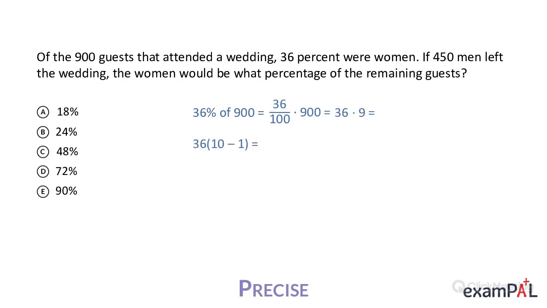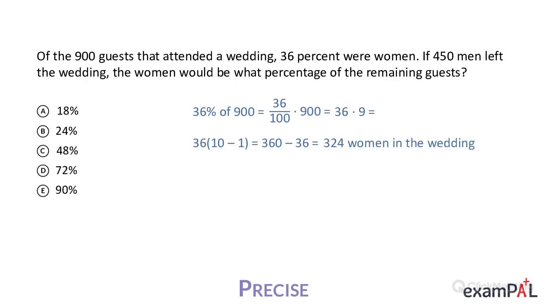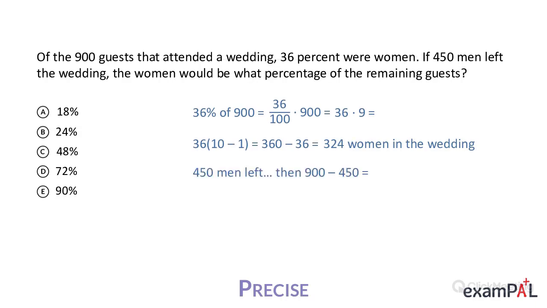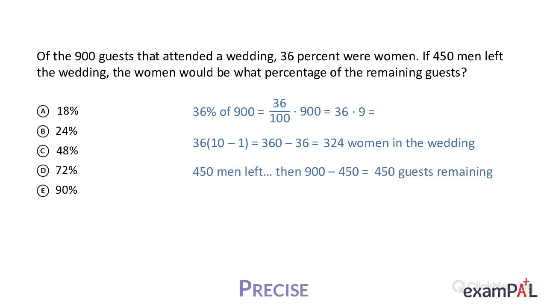You can cancel that out to 36 times 9, which you can either calculate straight up, or you can take a calculation shortcut, like the one on the board: 360 minus 36, you get to 324 women at the wedding. Cool. Hopefully that didn't take you too long. And now we can move on. We can say, well, 450 men left, so none of the women left. So then there are 900 minus 450 guests, 450 guests remaining. And we have the same number of women, so that's 324 over 450.